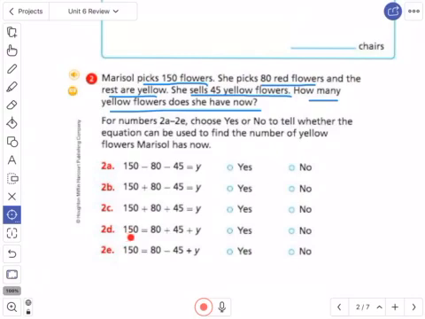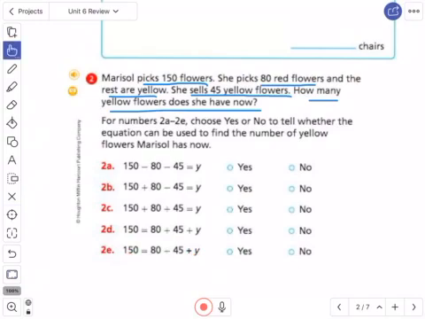Okay, so 150 is my total. Can I do 85 plus 45 plus that to all get up to 150, maybe? Or can I do this one? Can I take 80 minus 45 plus that to figure out what my total is?